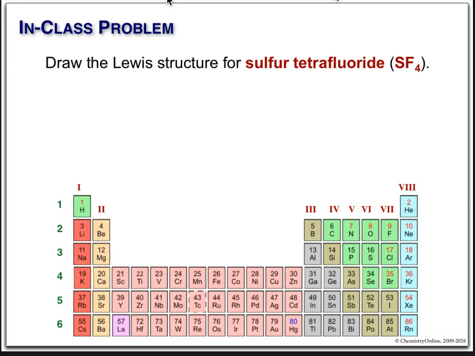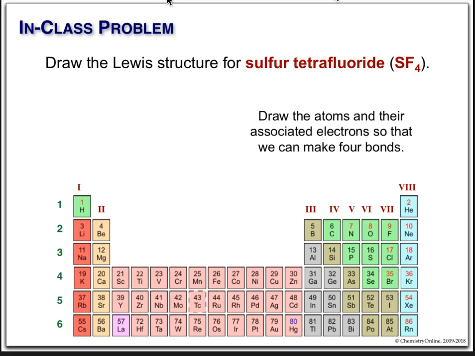as we did for the other molecules that we made, we start off by finding them on the periodic table. Sulfur is here in group 6. It will have 6 valence electrons. I arrange them like this, 2 pairs, 2 singles. Fluorine is over here in group 7, so it will have 7 valence electrons. So we start off by putting the 4 fluorines around the sulfur.